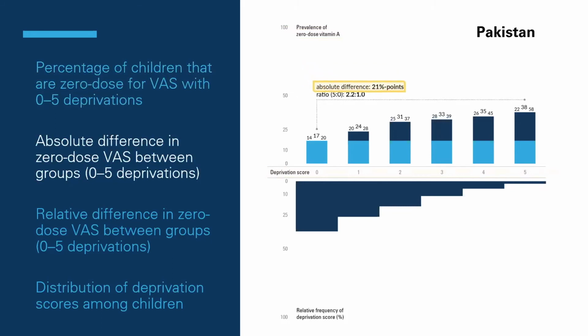So four pieces of information from these data tell us how equitable the vitamin A supplementation program is. First, we can look at the percentages that miss vitamin A supplementation in each of the six deprivation groups. Second, we can look at the absolute and relative difference between the groups with zero deprivations and the group with five deprivations. That will also give us an idea of equity. Finally, we can look at how many children not receiving VAS, vitamin A supplementation, have more than three deprivations. A lot of children in that group would tell us that there might be an equity issue.